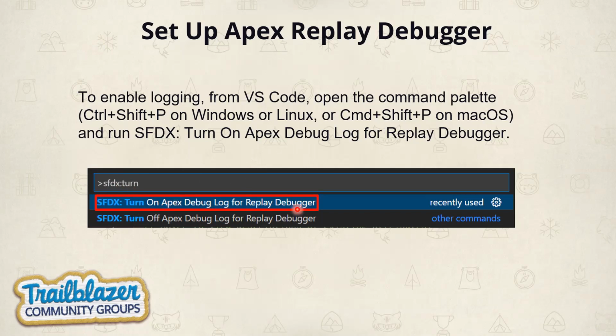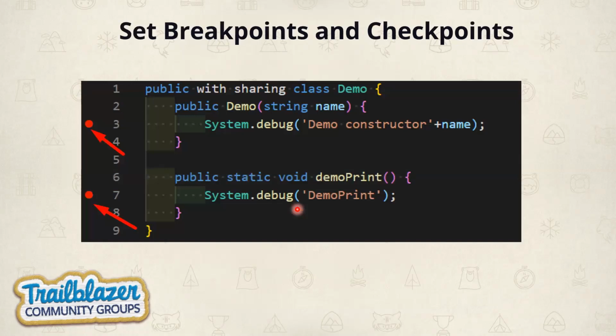After that, you can see set breakpoints and checkpoints. How do we make them? Suppose I already wrote some Apex classes, with sharing or without sharing based on your need. You can make your class like this. Then we have a demo class for this example. In this demo, we have a constructor called demo constructor, and this constructor has one parameter called name. It's a string type, and I am writing demo constructor, then name.